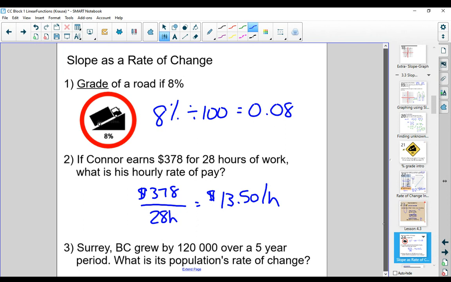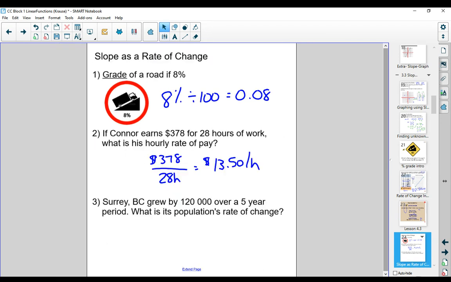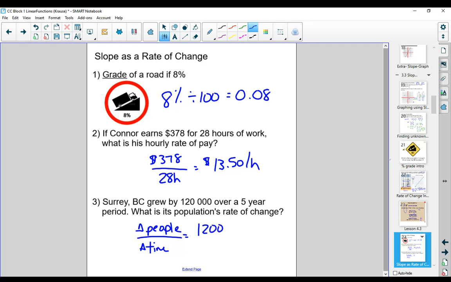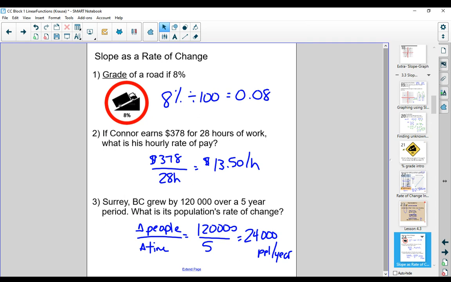And then the last example here, we have Surrey, BC, grew by 120,000 over a 5-year period, and we're asked what is the population's rate of change. So how did the population change over time? So we're looking at the change in people over the change in time. And so there's 120,000 people over a 5-year period would be 24,000 people per year. So that's PPL for short.